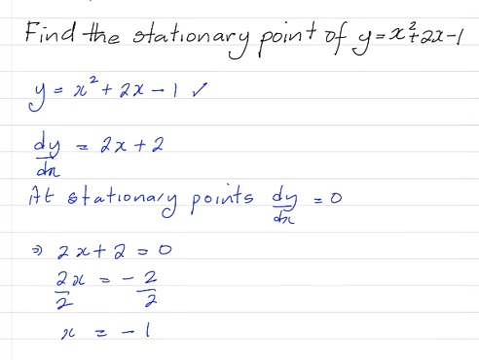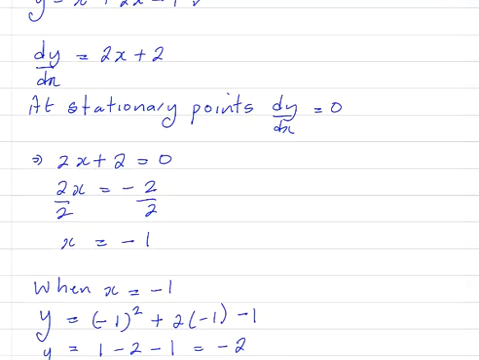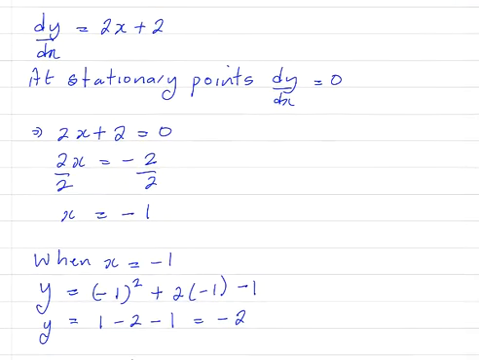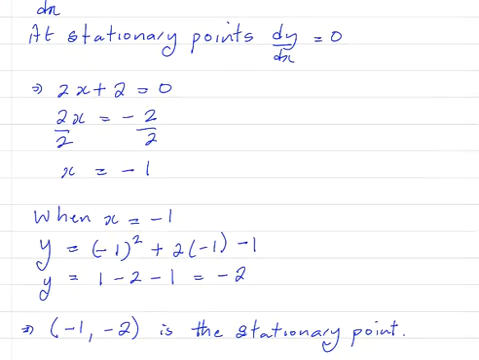And what that did for me is that gave me the value of x at the stationary point. I then substituted this value of x into the equation to get the corresponding value of y. So x is equal to minus 1 and y is equal to minus 2 are the values of x and y at the stationary point.